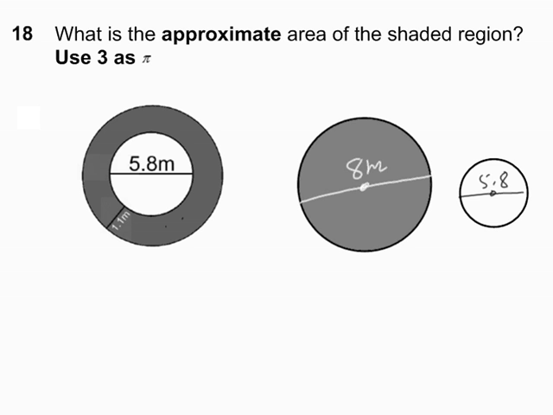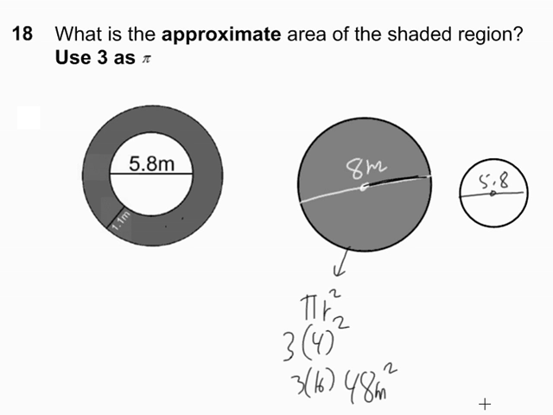Okay. So if we figure out the area of this one, we're going to use pi r squared, which is 3.14. Oh, sorry, it says use 3. So 3 multiplied by the radius squared. Now the radius of the big one is going to be this distance here, which is 4 squared, which is 3 times 16, which is 48. So the big gray circle has an area of 48 meters squared.